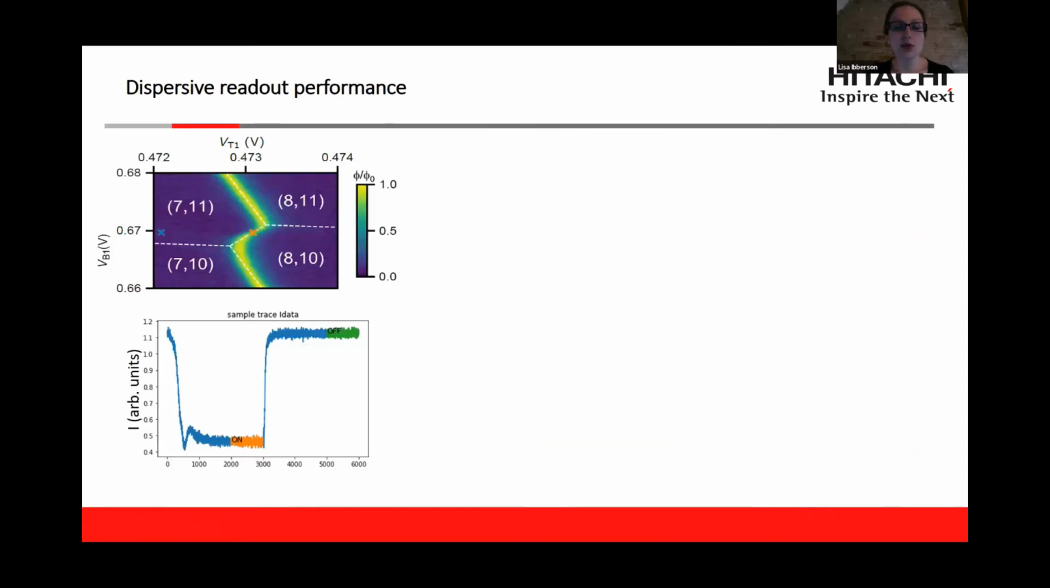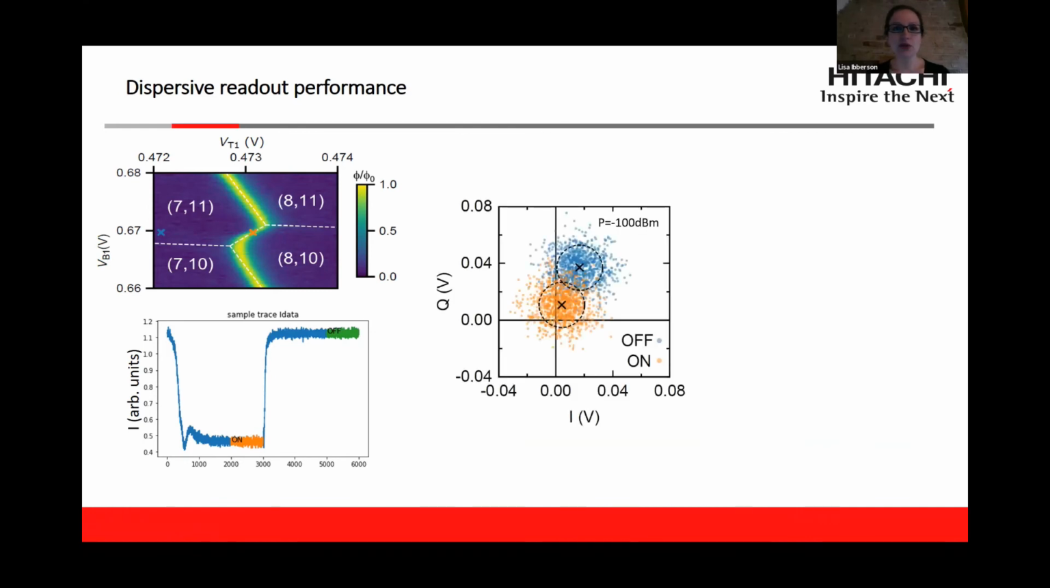To evaluate the performance of our system, we pulse from one region to another of the stability diagram. So from this Coulomb blockaded region marked by the blue cross to the ICT, the interdot charge transition shown by the orange cross here. And we measure the response of the reflected signal from the resonator in IQ space. And from the two clusters we observe, we can calculate the signal to noise ratio. And we find that we achieve a signal to noise ratio of 3.3 at an integration time of 50 nanoseconds.